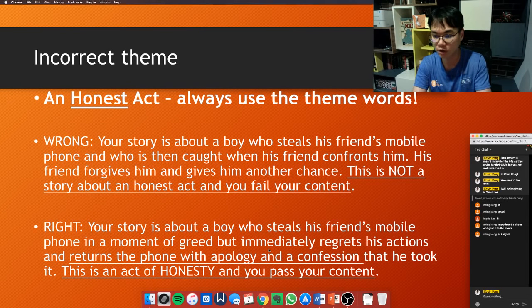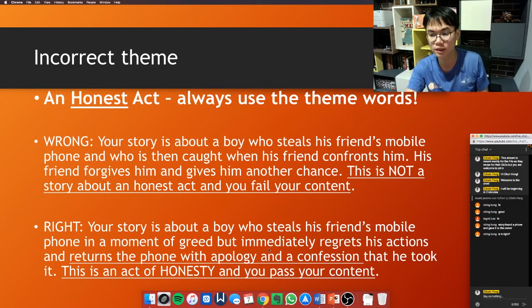Because, let me be very honest with you, you could also write about finding a phone and giving it back to the owner. That is an honest act, that is correct. To be very honest with all of you, I have had many good writers who have failed. Not because they write poorly, they write very well, they have very good language, they have very accurate grammar structures, but they write out of point.